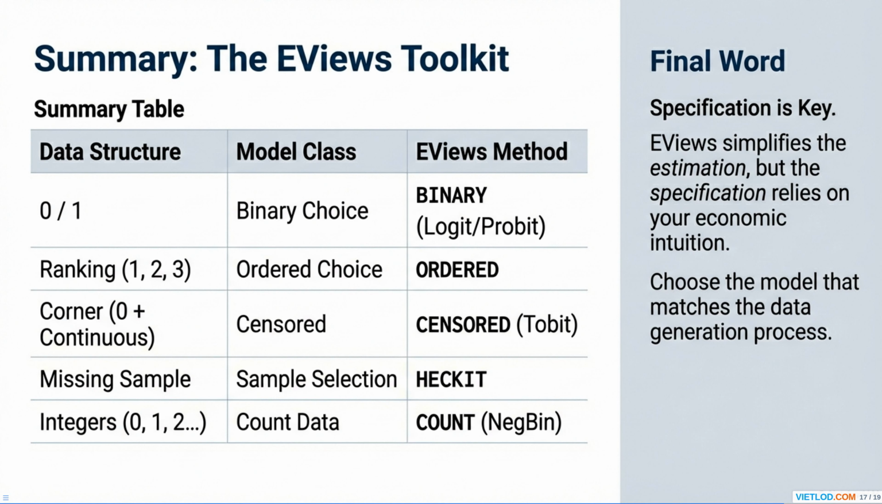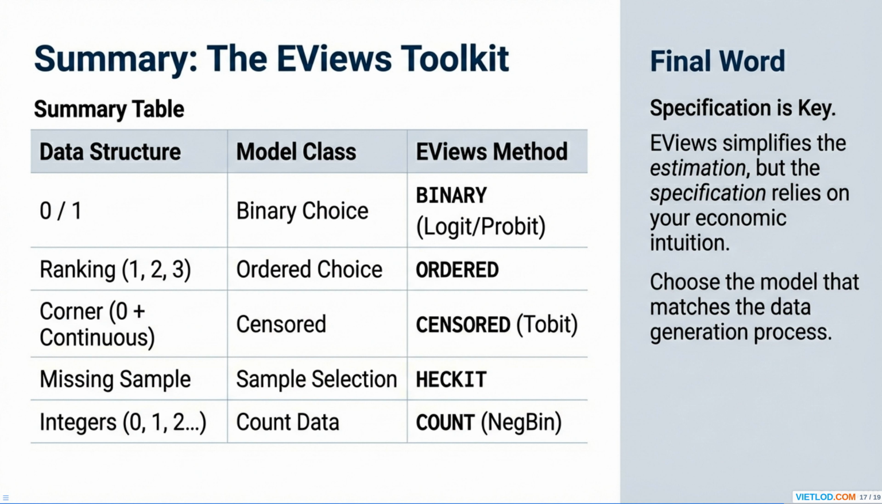To summarize the EViews toolkit for discrete and limited dependent variable models, the fundamental principle is to correctly match the model to your data structure. For 0-1 binary outcomes, such as yes or no decisions, you'll use the binary method in EViews, typically employing Logit or Probit models. When your data represents a ranking with a natural order, like survey responses on a scale of 1 to 3, the ordered method is appropriate. If your dependent variable exhibits a corner solution, meaning it has a pile-up of zeros combined with continuous positive values, you should select the censored method for a Tobit model.